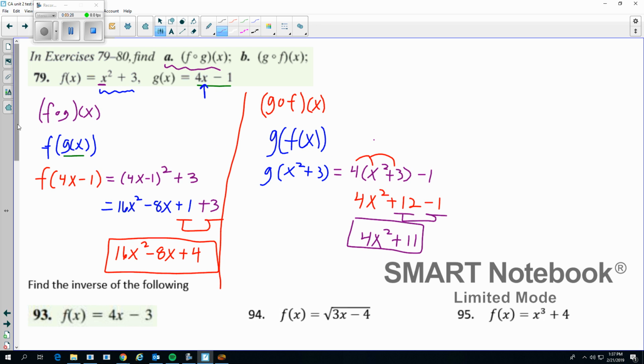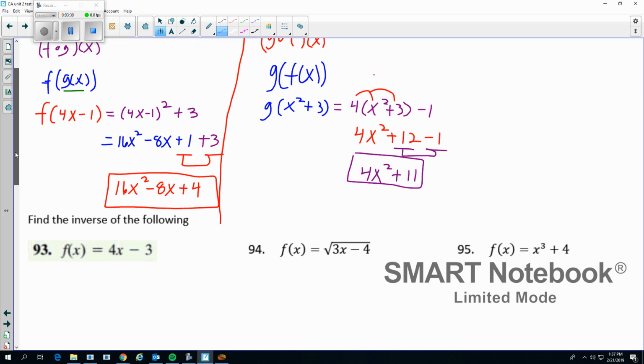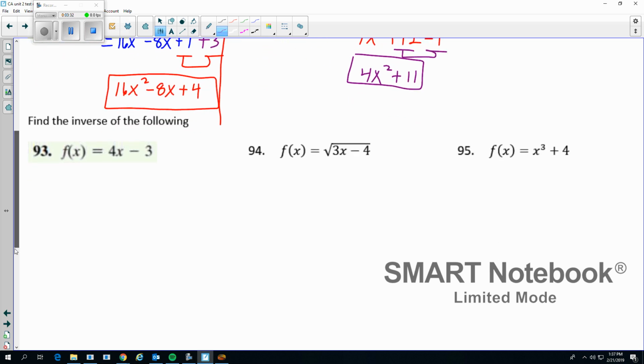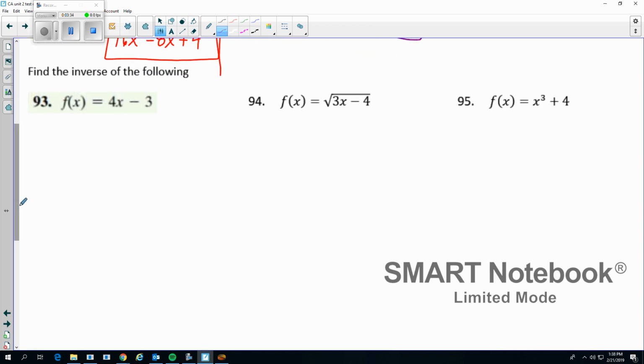All right, now we're going to look at inverse functions. You're going to be asked to find the inverse function of these right here. If you remember, it's just a simple 4-step process. We're going to start by replacing that with y. And then we do a little swap.